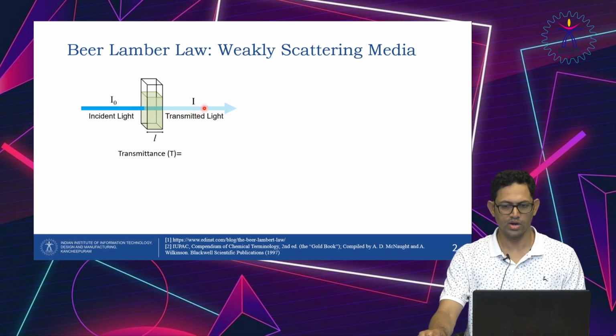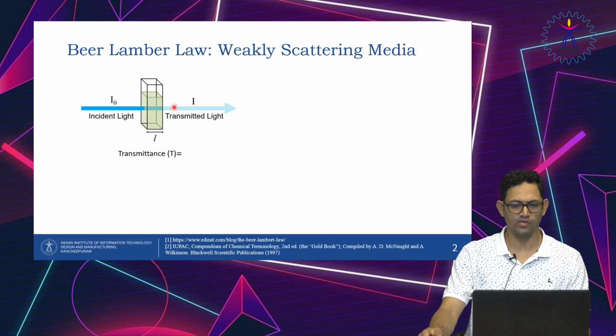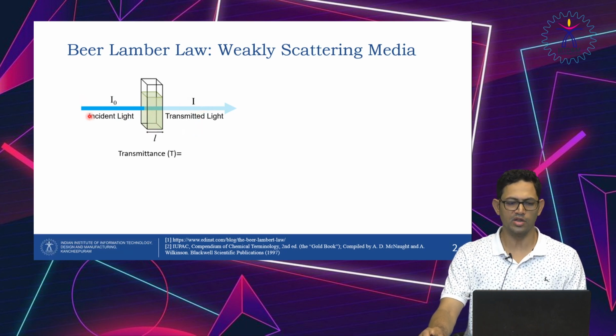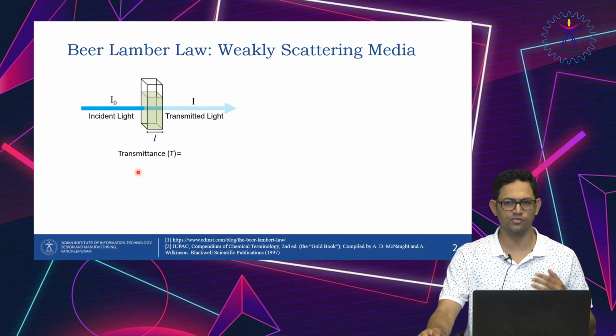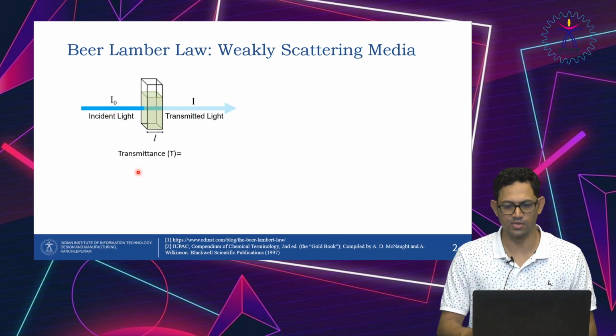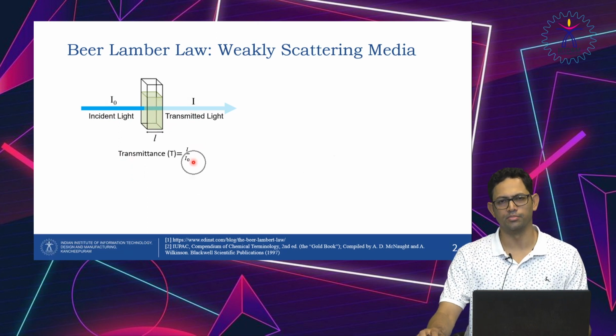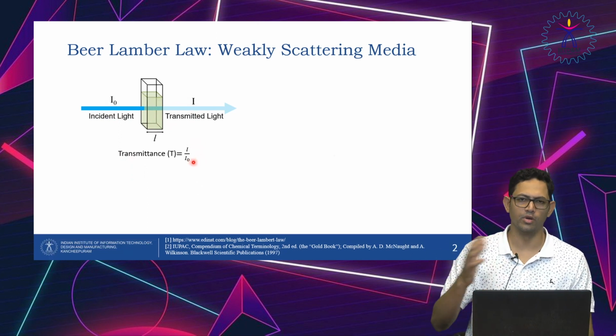Okay, so now let us try to understand what transmittance is. If you see this, what is output is I and our input is I naught. So if you try to understand it intuitively, the transmittance is nothing but output by input, right? So it is nothing but I by I naught. That's just output divided by input.